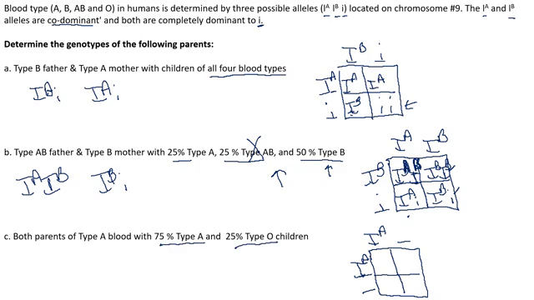It's very similar to the example in A. In order to have a child that has type O blood, they both must carry that recessive allele. So this must be the case, right? Then we can just fill this out. So we've got 75% A and then 25% O. So both parents must be heterozygotes.